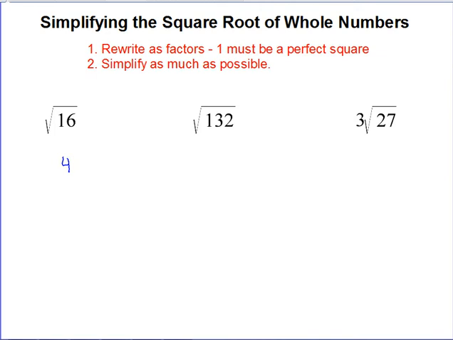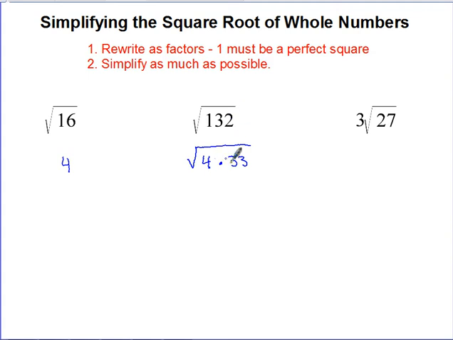So no decimals allowed. What can I do with the square root of 132? I'm going to rewrite 132 as two different factors, and one of them must be a perfect square. So I need two numbers that multiply to 132 where one of them is a perfect square. What is a perfect square that could be divided into 132? Well, 4 is an example. So I'm going to rewrite the square root of 132 as the square root of 4 times 33, because 4 times 33 would give me 132.